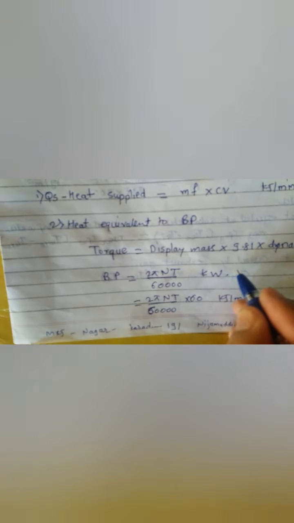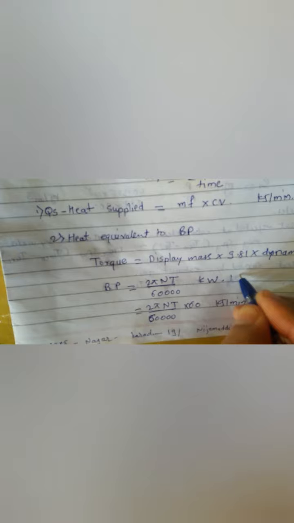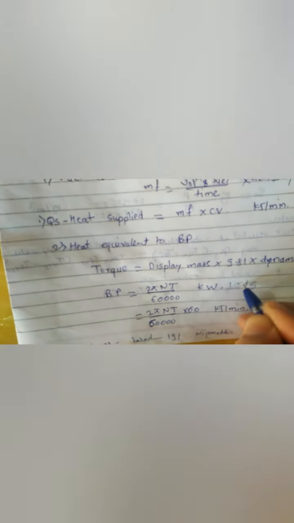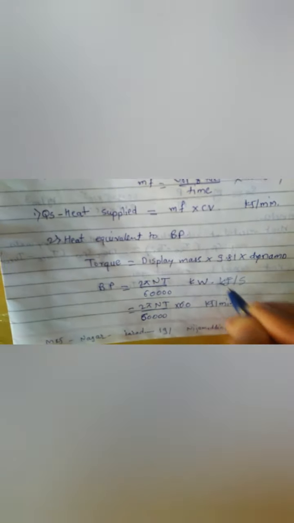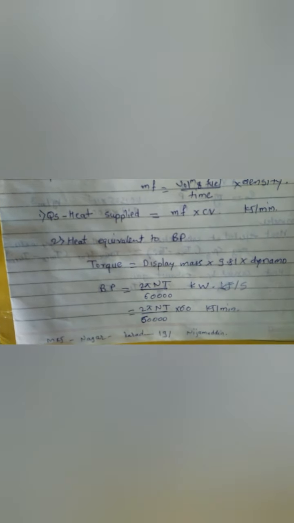Kilowatt is nothing but kilojoule per second. But we have to convert this kilojoule per second into kilojoule per minute. So this much amount of heat is generated per second. So for 1 second this much amount of heat is generated, multiply by 60, we will have the heat equivalent to brake power in terms of kilojoule per minute.